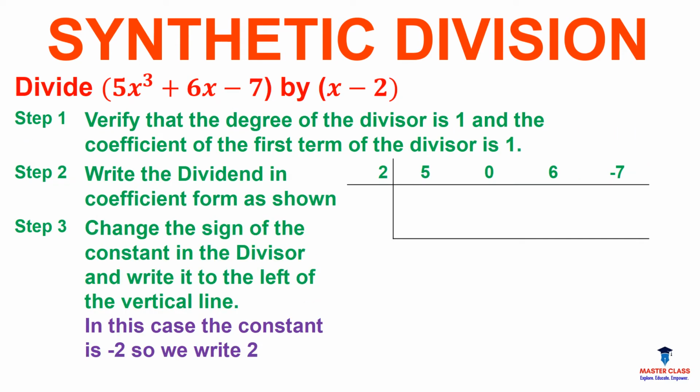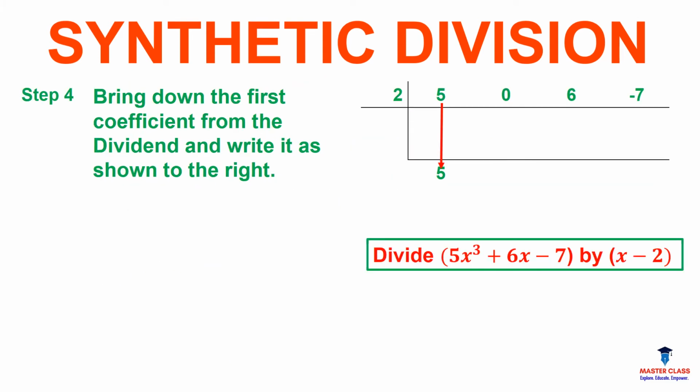Change the sign of the constant in the divisor and write it to the left of the vertical line. The divisor here is x minus 2. In this case, the constant is minus 2, so we write 2 to the left of the vertical line. Bring down the first coefficient from the dividend and write it as shown alongside. The first coefficient must be copied and written in the same column but below the second horizontal line.